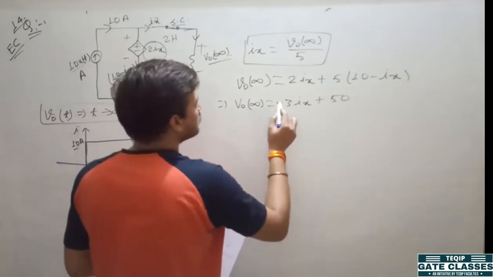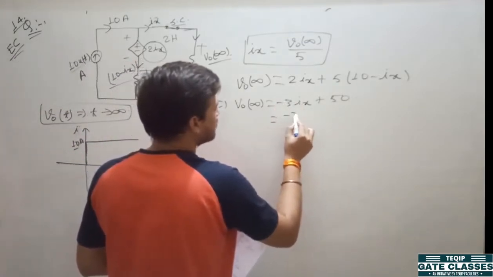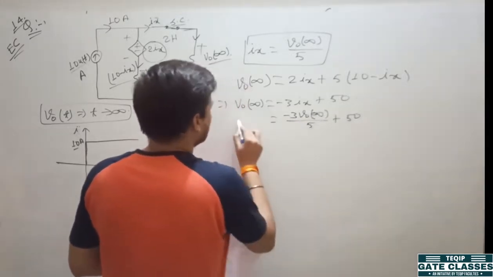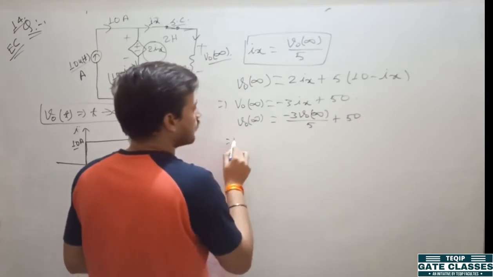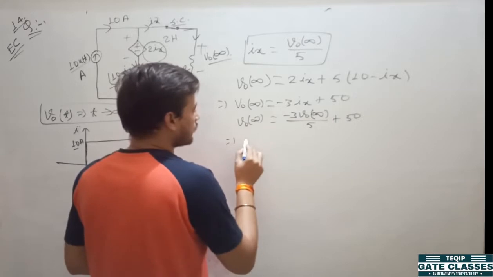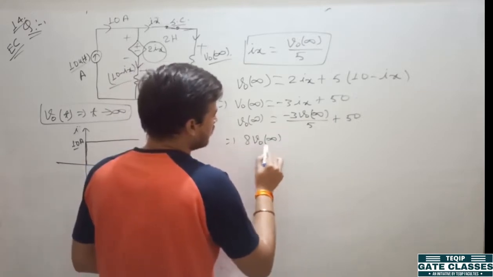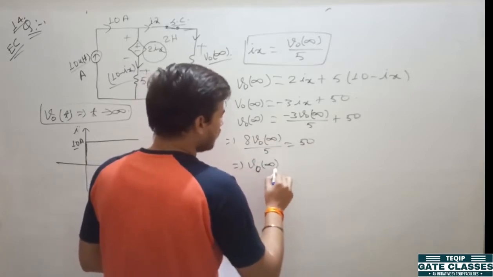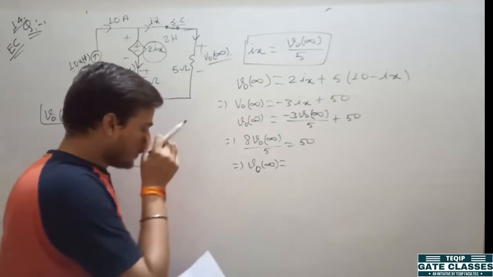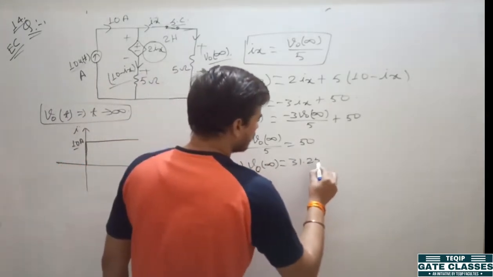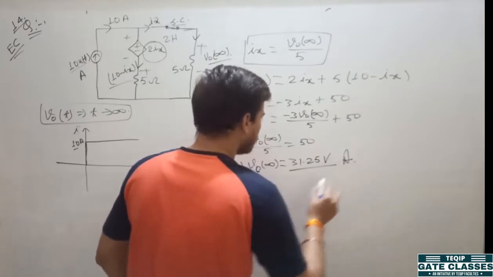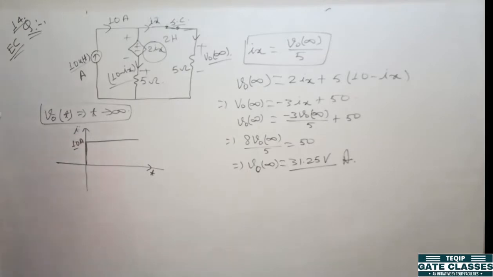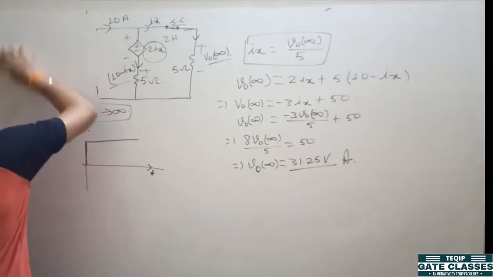Here Ix will be replaced by V0 infinity by 5. So minus 3 V0 infinity divided by 5 plus 50 equals V0 infinity. From here, 8 V0 infinity by 5 will be equal to 50. So V0 infinity will be equal to 31.25 volt. This is the answer of the first question. Let us solve one more question.